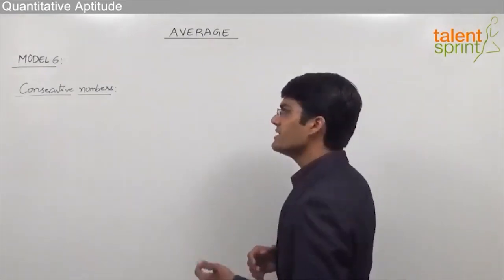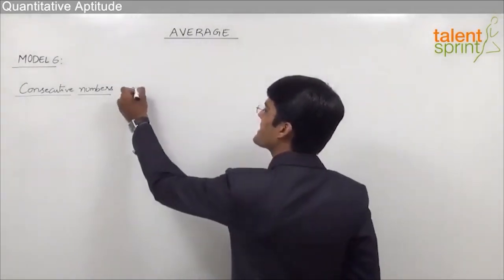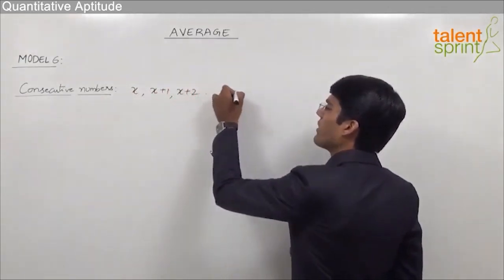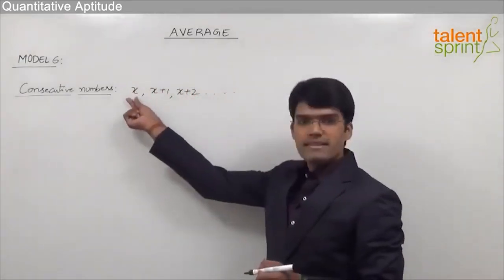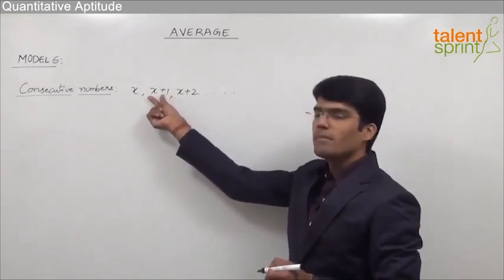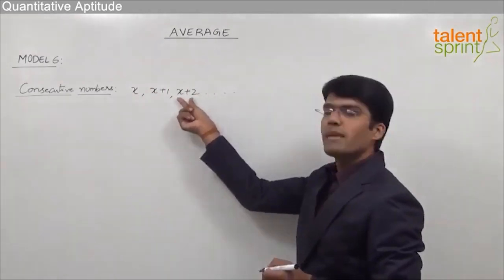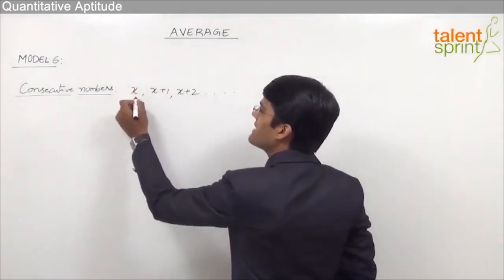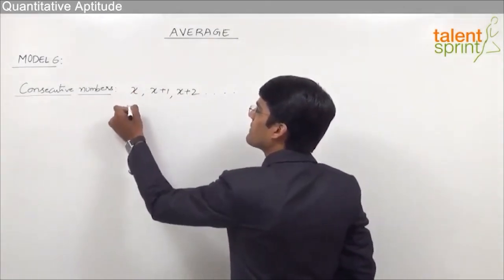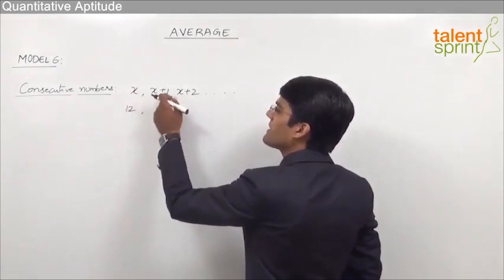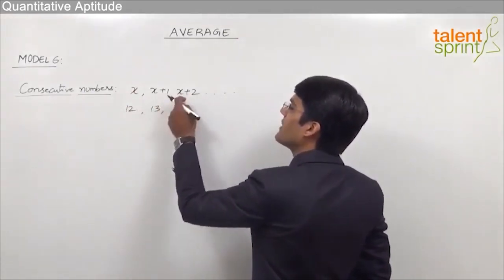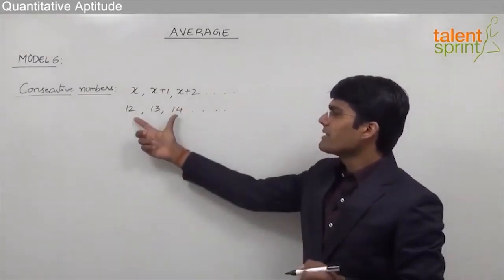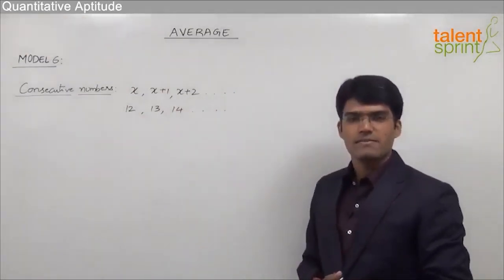And these numbers in general can be represented as x, x plus 1, x plus 2 and so on. For example, if the first number is x, then the second consecutive number will be x plus 1, the third one will be x plus 2 and so on. Let's take any value in place of x. Let's say x is equal to 12. So the next number will be 12 plus 1, that is 13, 12 plus 2, 14 and so on. So this is how we get a set of consecutive numbers.